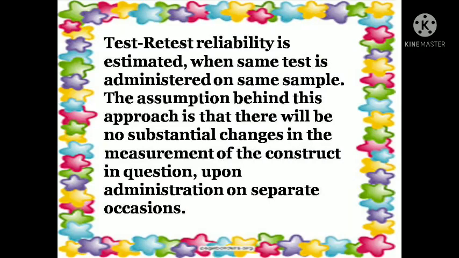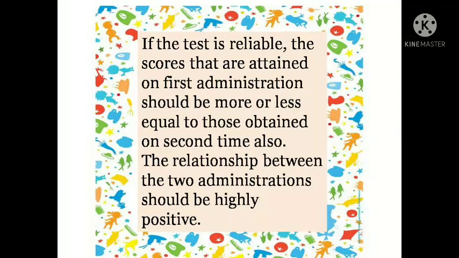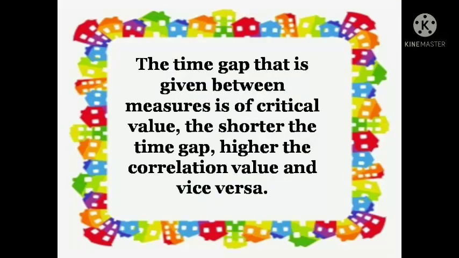If the test is reliable, the scores obtained on the first administration should be more or less equal to those obtained the second time also. The relationship between the two administrations should be highly positive. The time gap that is given between measures is of critical value. The shorter the time gap, the higher the correlation value, and vice versa.